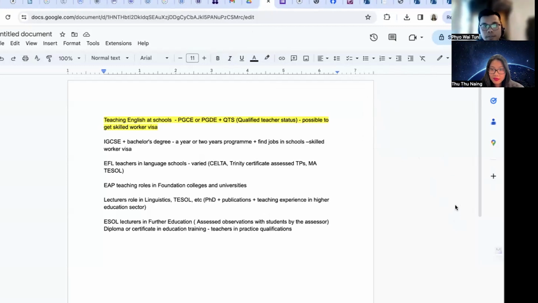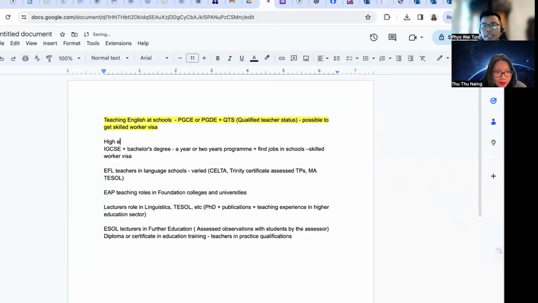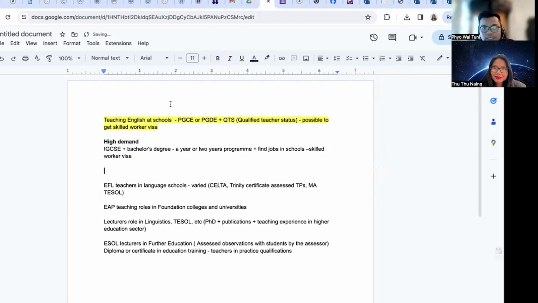So they are in high demand. Secondary school and primary school teachers are in high demand. So if you have got that qualification, it will be easier to get that job, and they sponsor the skilled worker visa. I think that's what I know about teaching in secondary and primary schools. That's okay. I'll just add more information. Primary and secondary schools.